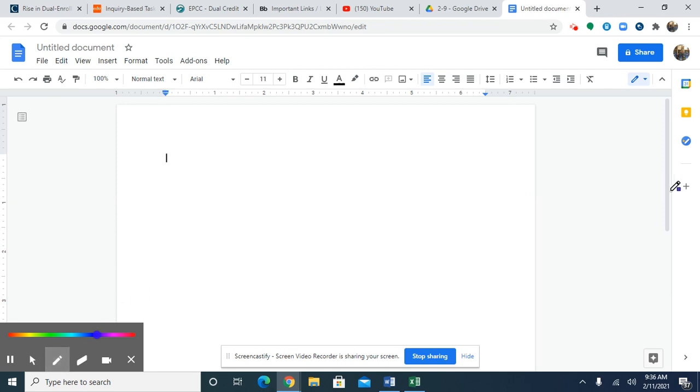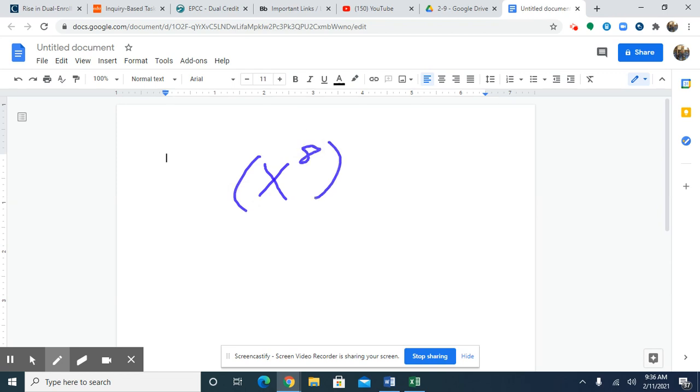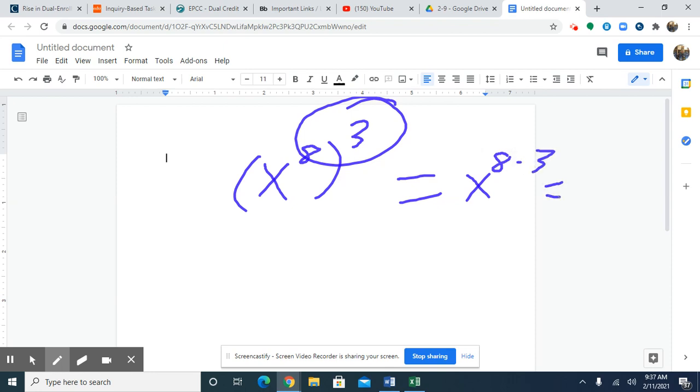Now, whenever we have these two things separated by a parenthesis, so we have x to the power of 8 to the power of 3, this would be a situation where we just multiply those two numbers together. So x to the power of 8 times 3, which is equal to 24.